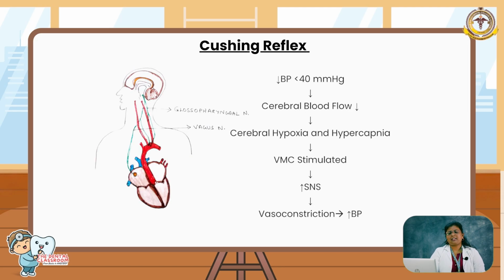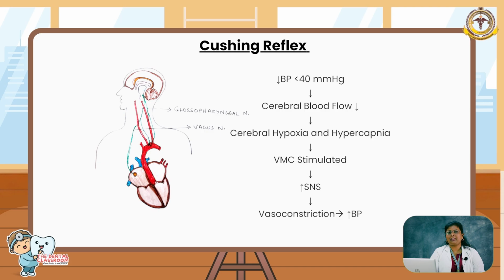So next is the Cushing's reflex. This is again short-term regulation, but it gets activated only when the blood pressure falls below 40 millimeters of mercury in systolic blood pressure. So how does it act? Whenever there is a decrease in blood pressure, the cerebral blood flow also decreases when it goes beyond 40 millimeters of mercury. So there will be cerebral hypoxia and hypercapnia which stimulates the vasomotor centers, which in turn increases the sympathetic nervous system activity.